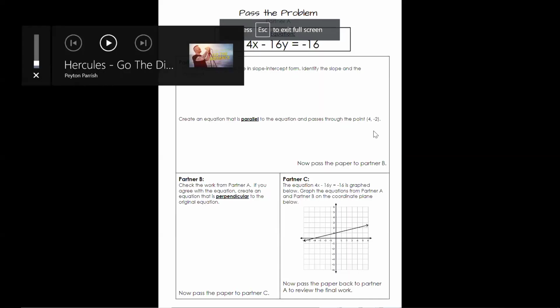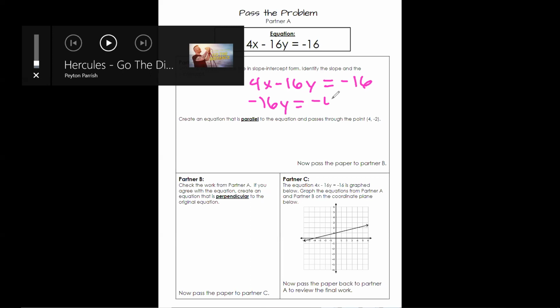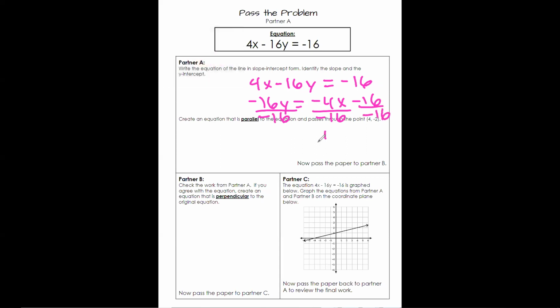Okay, so you rewrote this into y equals mx plus b form, right? So we move the 4x to the other side, and then we divide by -16. So this is going to give me 1/4 x plus 1.